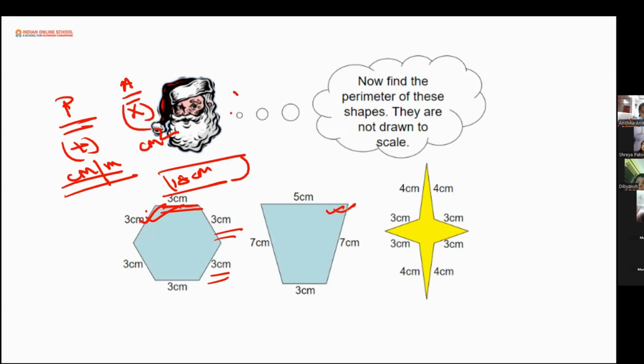Can you answer the perimeter to the next figure? Shrija, are you here? Ma'am, I have a doubt. Yeah, Anshika. I'll just get back to you. 1 minute. We'll just solve the second one and then I get back to you, okay? Shrija, are you here? Yes, ma'am. What's the answer to the second figure?